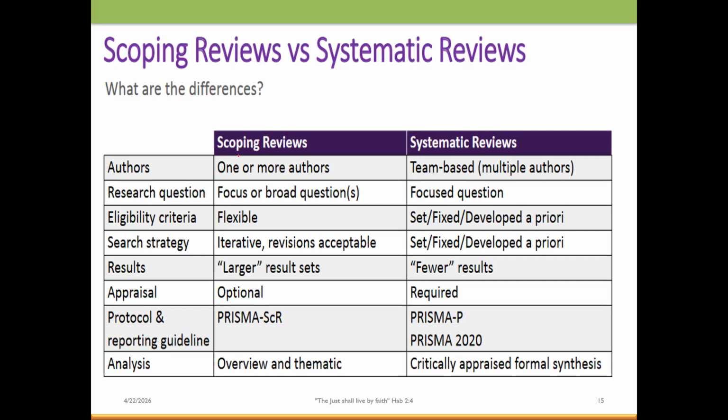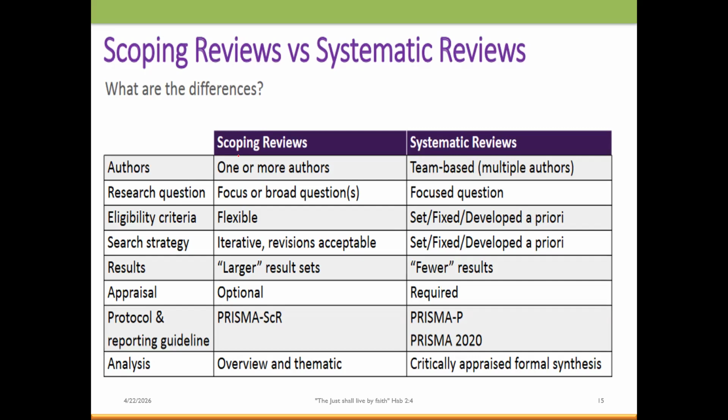And then protocol and reporting guidelines. In the scoping review, there is what we call the PRISMA-ScR. PRISMA is Preferred Reporting Items for Systematic reviews and Meta-Analyses, but they have the ScR extension for scoping reviews. In systematic reviews, you have to have PRISMA. For the protocol, you have to have the PRISMA general. So there are these checklists that you can always refer to.